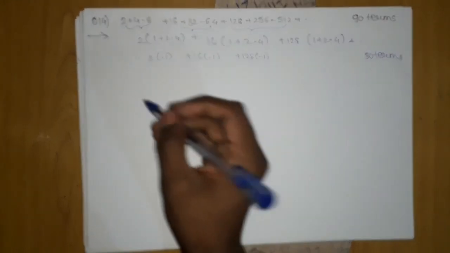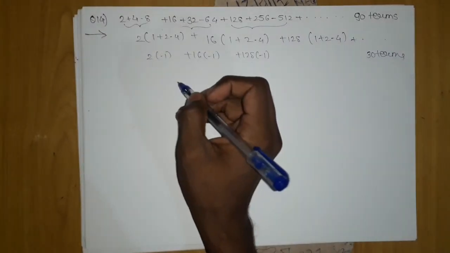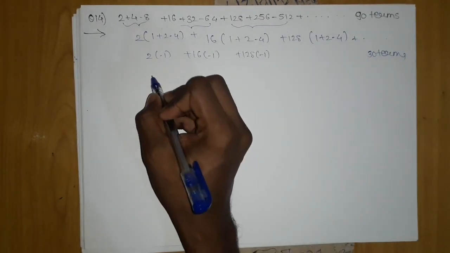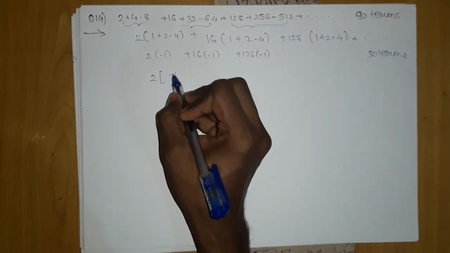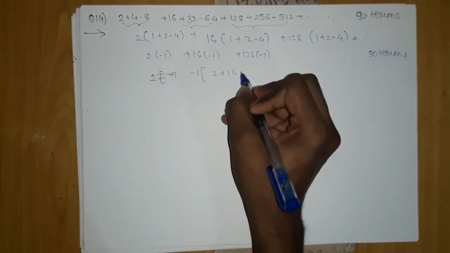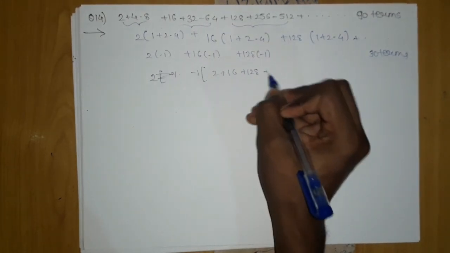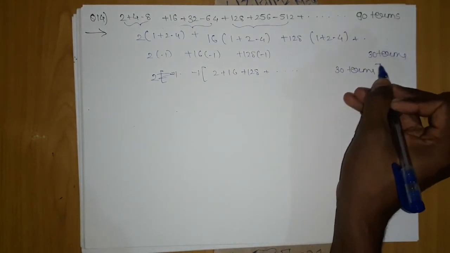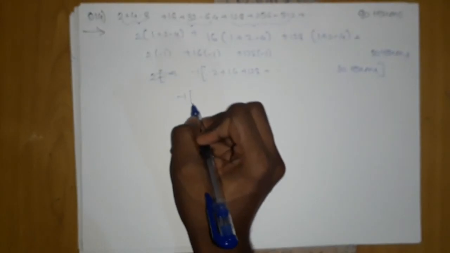And so on. So 2 into minus 1 plus 16 into minus 1 plus 128 into minus 1 until 30 terms. Sorry, if I take minus 1 common, what I have is 2 plus 16 plus 128 and so on, till 30 terms. Now we want to find the sum of these.